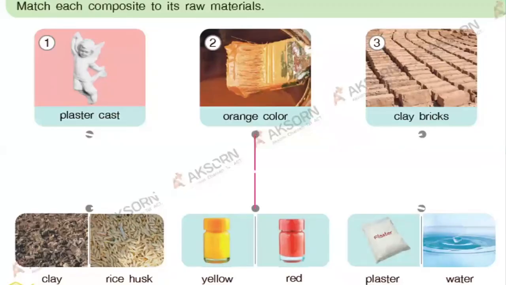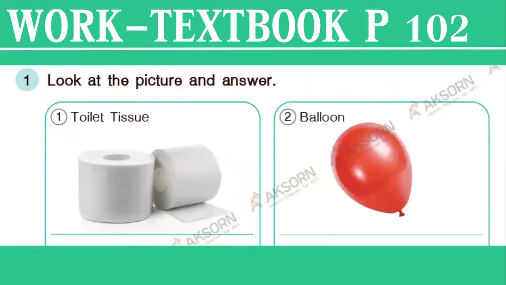I showed you some examples of composite materials. We mixed colors together. We mixed clay and rice husk. We mixed plaster and water to get a plaster cast. We also did some exercises today. When we mix different materials, we get a new object that can do a better job for us or fit our users. We also discovered toilet tissue and balloon.